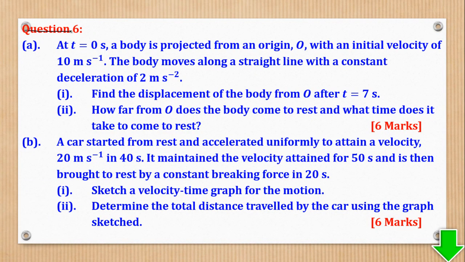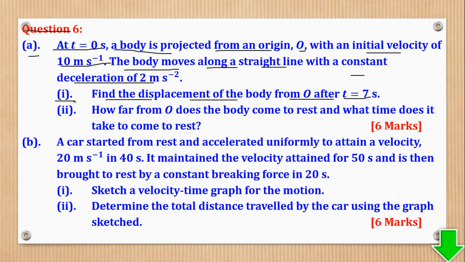Then question 6 says, part A, at t equal to 0, a body is projected from an origin O with an initial velocity of 10 meters per second. The body moves along a straight line with a constant deceleration of 2 meters per second squared. Roman 1. Find the displacement of the body from O after t equal to 7 seconds. Roman 2. How far from O does the body come to rest, and what time does it take to come to rest?